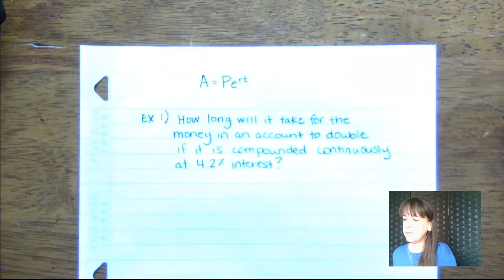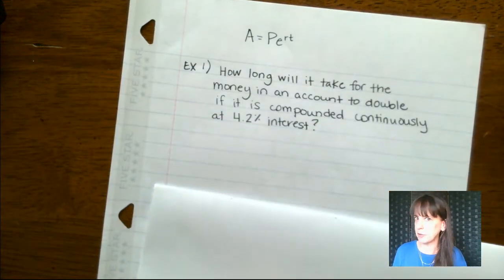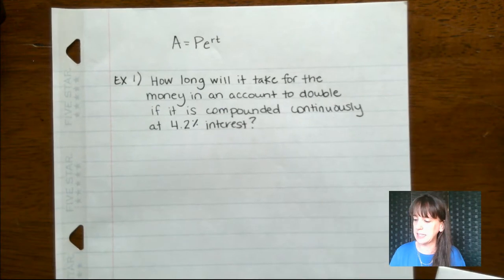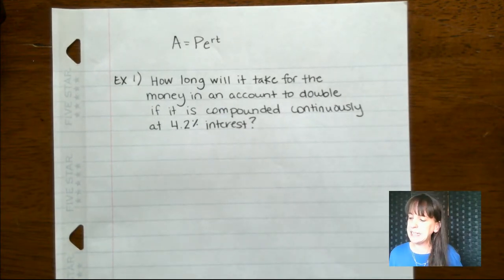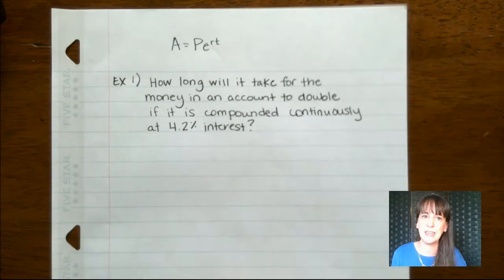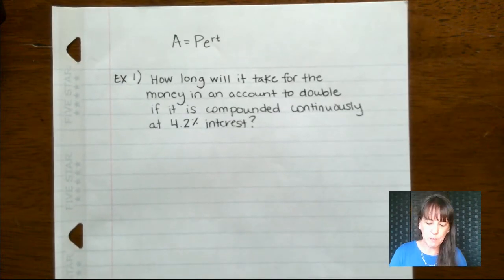Now, let's talk about what happens if we're looking for the time. All right, we're compounding continuously here. How long will it take for the money in an account to double if it is compounded continuously at 4.2% interest? Okay, for the money to double.